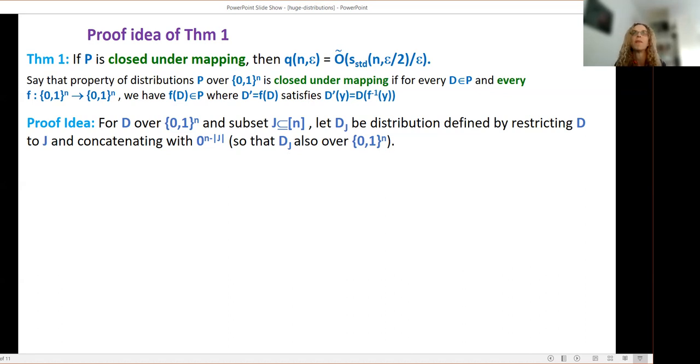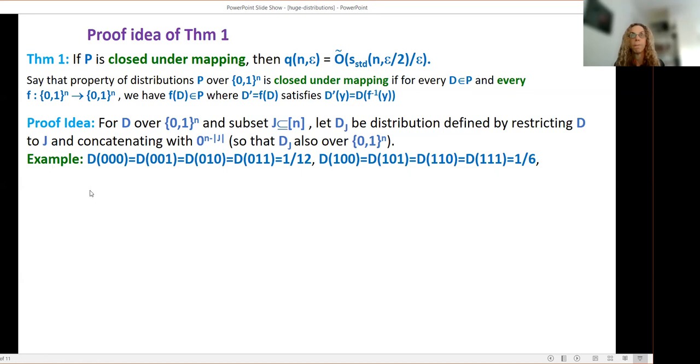Once again, an example to make things clear. Suppose this is my distribution, over strings of length 3. The weight over each of the strings that starts with 0 is 1/12, and over each of the strings that start with 1 is 1/6. Say J, the subset of indices I restrict to, is just the first index. Then I sum over here: 4 times 1/12, so I get 1/3. Here I have 4 times 1/6, I get 2/3. So the distribution is over two strings, 000 and 100. And this is the notion of D_J.